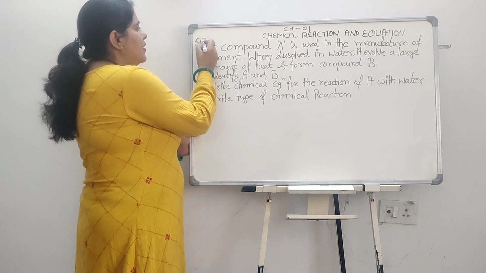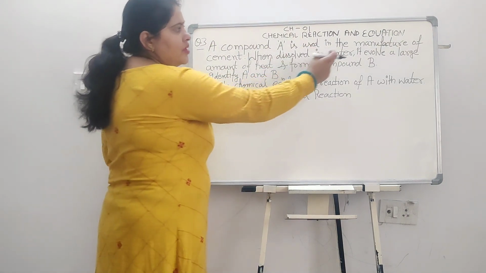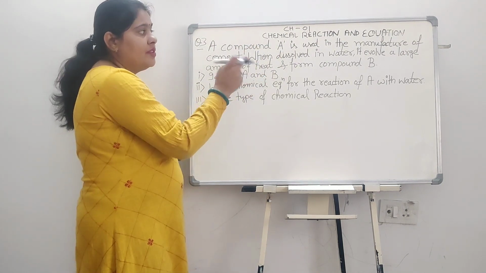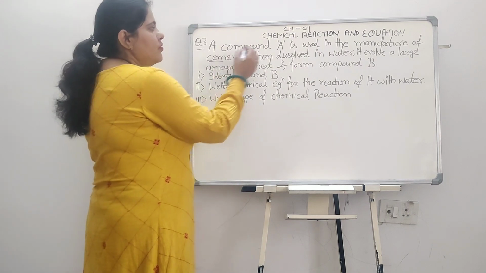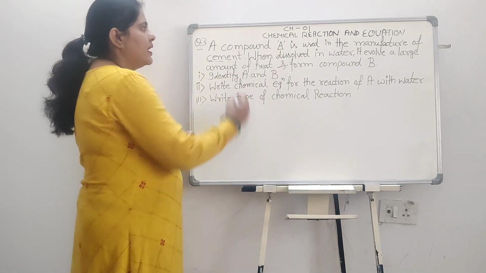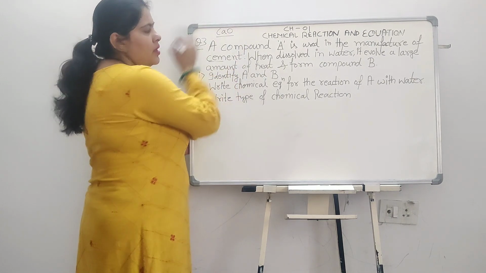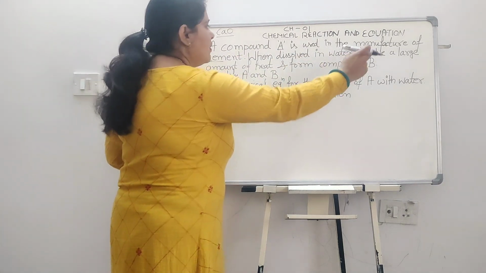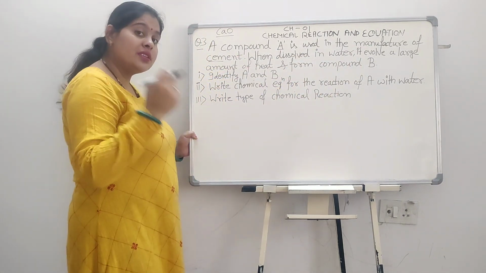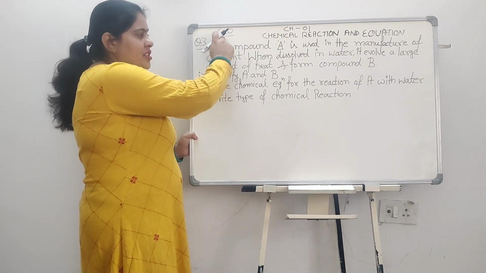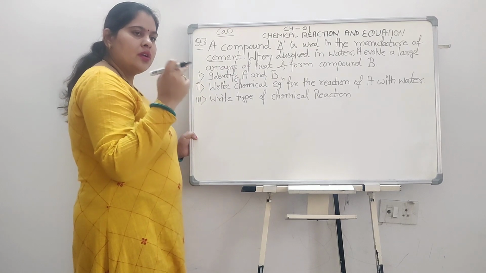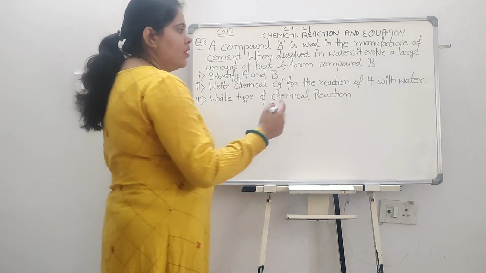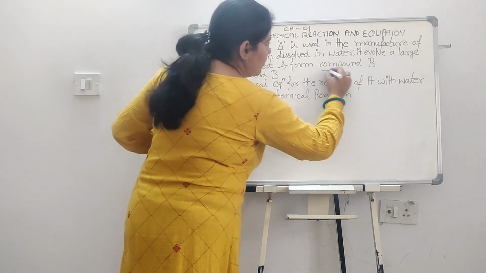Question number three is, a compound A is used in the manufacture of cement. Which compound is used in the manufacture of cement? That is calcium oxide, CaO. When dissolved in water, it evolves a large amount of heat. So when you dissolve compound A, calcium oxide, in water, you get a product along with the evolution of a large amount of heat. You need to tell the name of that compound B.